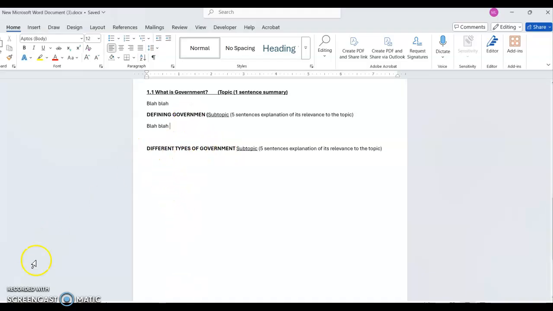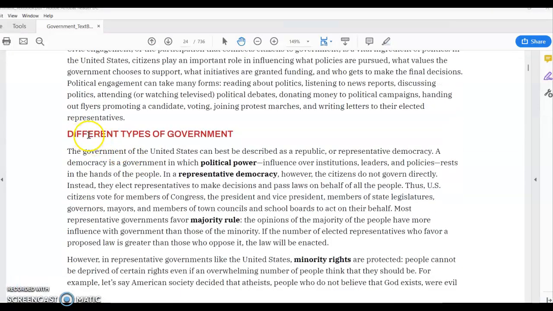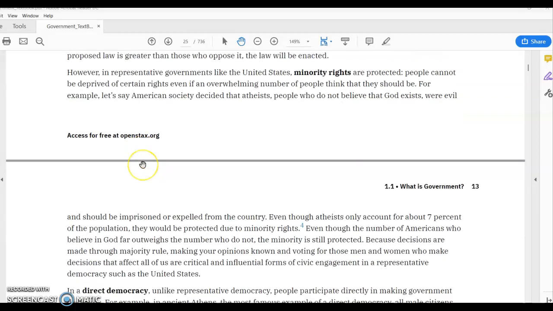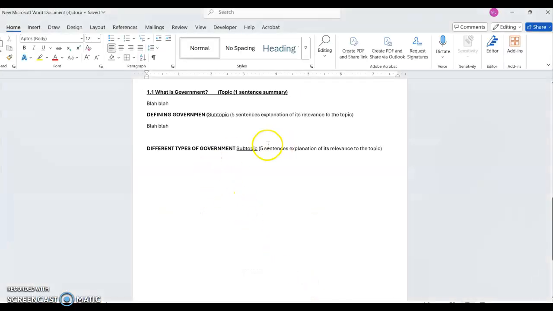The second one is defining types of government. If you scroll down, this is your second subtopic. And then you're going to read it as well and summarize it like you did on the first subtopic to support the main topic, what is government.